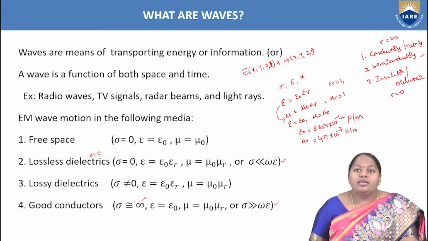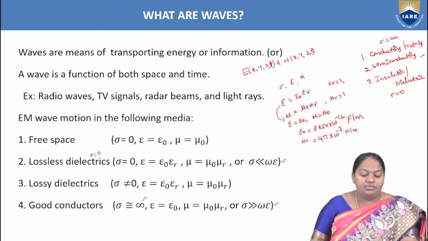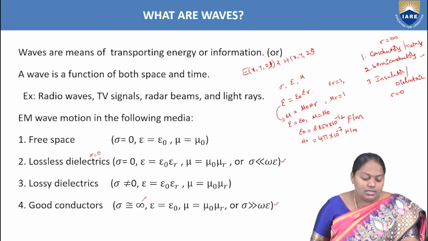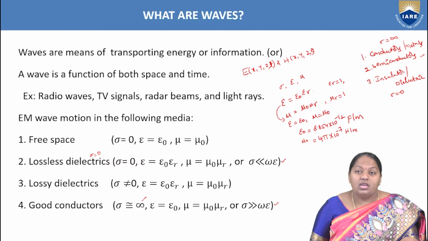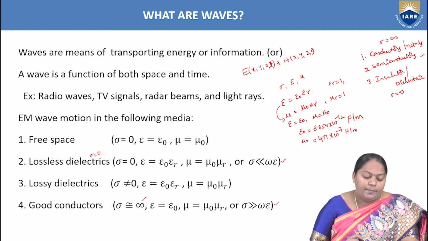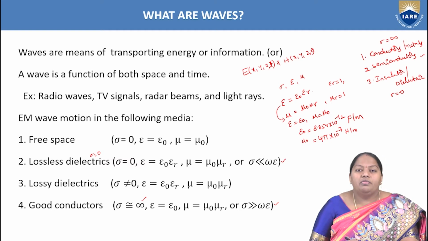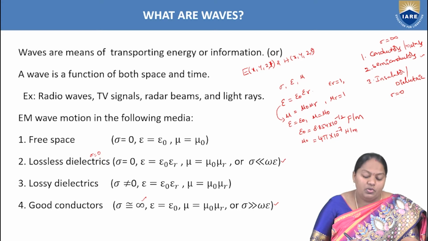So in order to analyze the wave propagation characteristics in different media like free space, lossless dielectrics, lossy dielectrics, and good conducting medium, we have to consider the wave motion depending upon all these conditions, right? So for the free space medium, sigma equal to 0, epsilon is equal to epsilon naught, and mu equal to mu naught.